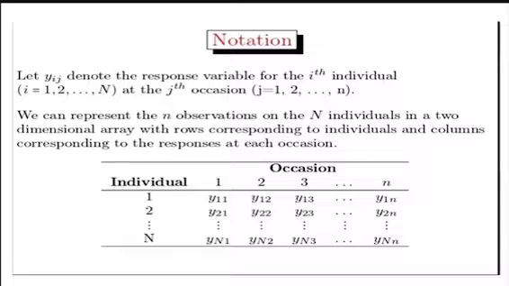I want you to pay attention to this. We're going to play with notations now. Now take a look at this. Let Yij denote the response variable for the ith individual at the jth occasion.